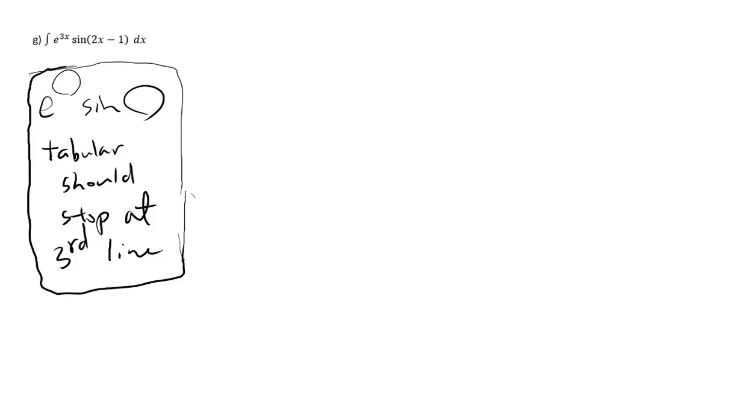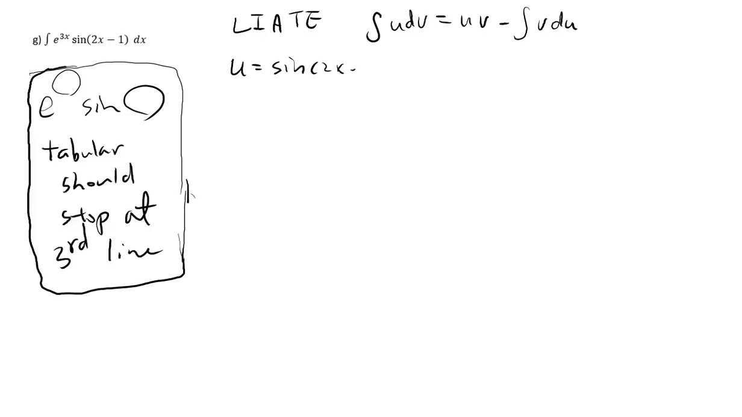Okay, so this time let me just do integrate by parts twice, so that if you are not comfortable with tabular, you can still follow me. Okay, so since LIATE says trig should be u and exponential should be the dv, in this integration of u dv equals uv minus integration of v du, let's say u is sine of 2x minus 1 and dv is equal to e to 3x dx.